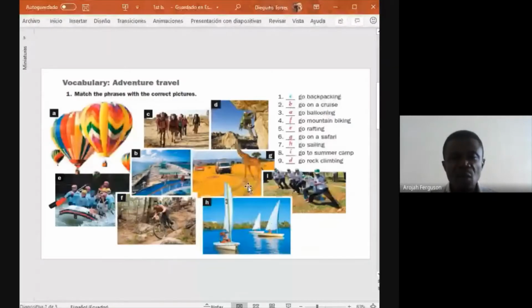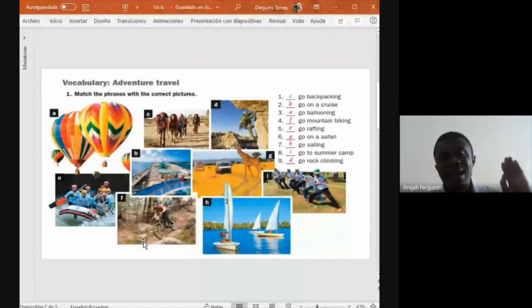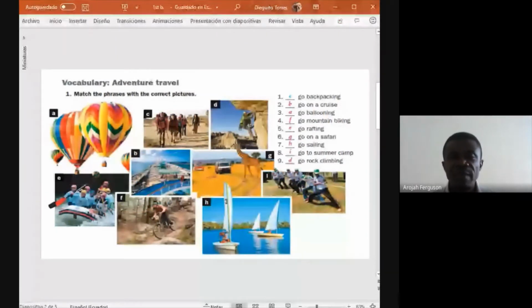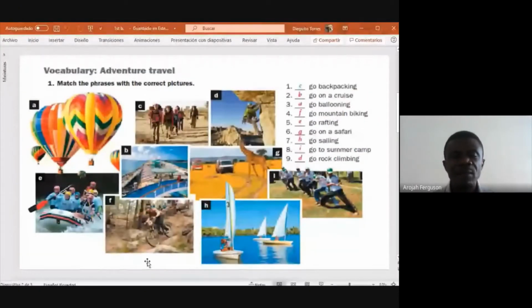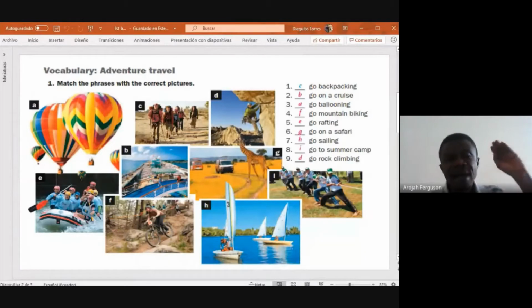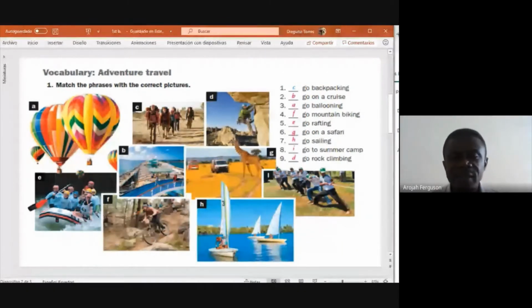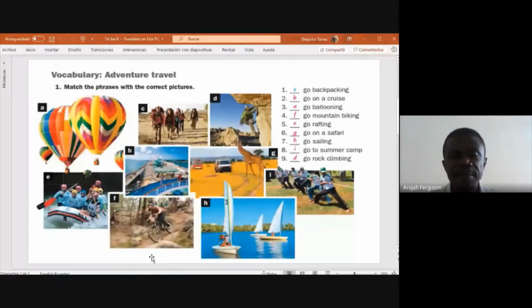Then you have picture F. Also, a gentleman riding a bike. Okay, it's an activity. Normally, they ride a bike on a high mountain and they come down the mountain at top speed, and they call it go mountain biking. So you ride a bike on a rocky surface high up the mountain and you come down at a very top speed. Go mountain biking.